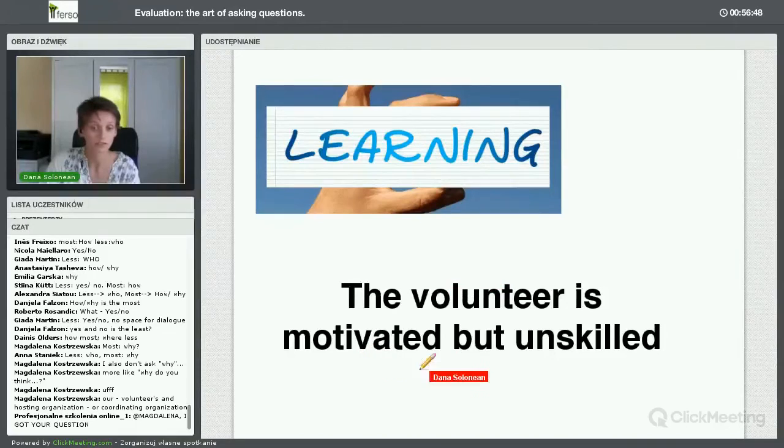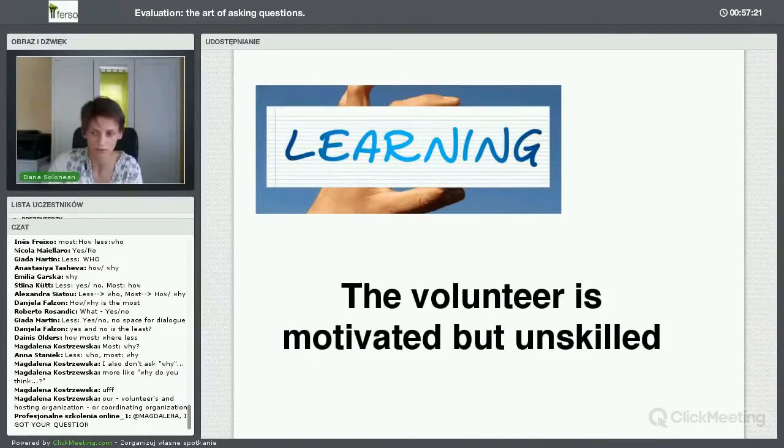Then the second, the volunteer is motivated but unskilled. Of course, the solution is training, learning. Sometimes it's just about upgrading skills, and sometimes it's really about starting from the basics. We have volunteers, for example, that took 2 months to make a video. Not everybody is an autodidact, self-teaching. So it's very, very important to be able to provide external help. Maybe it can be someone from the organization or something.